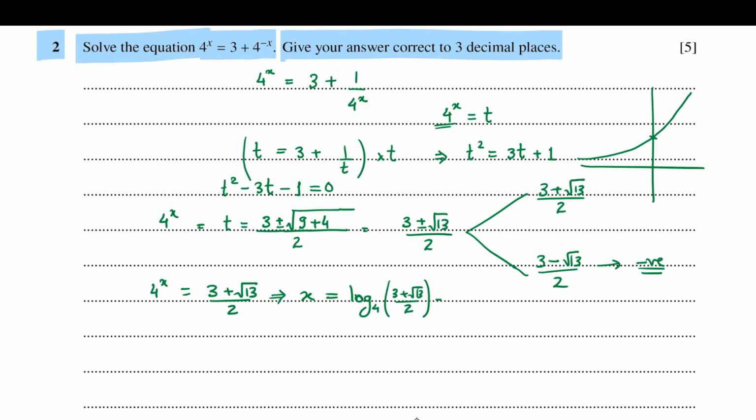Now we'll use the calculator to get the value. Firstly we'll write the whole answer, whatever we get on the calculator display, 0.861839 and so on. So to 3 decimal places this value is going to be 0.862, and that's the solution for this.